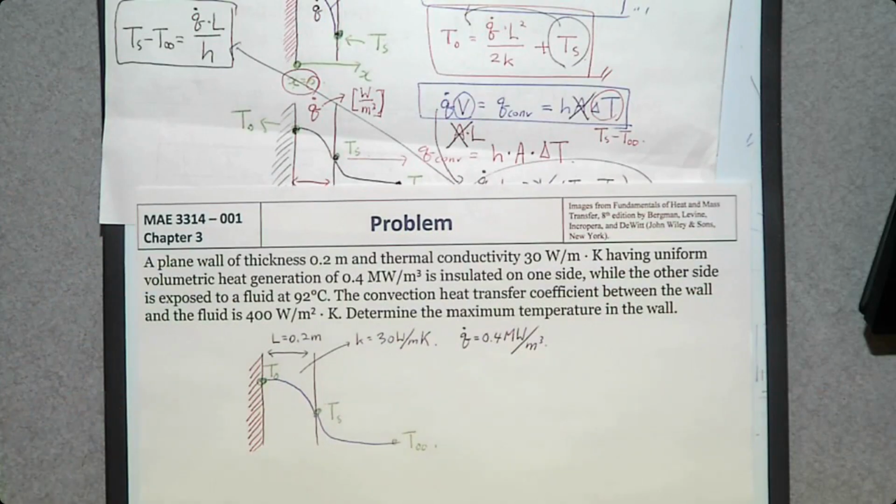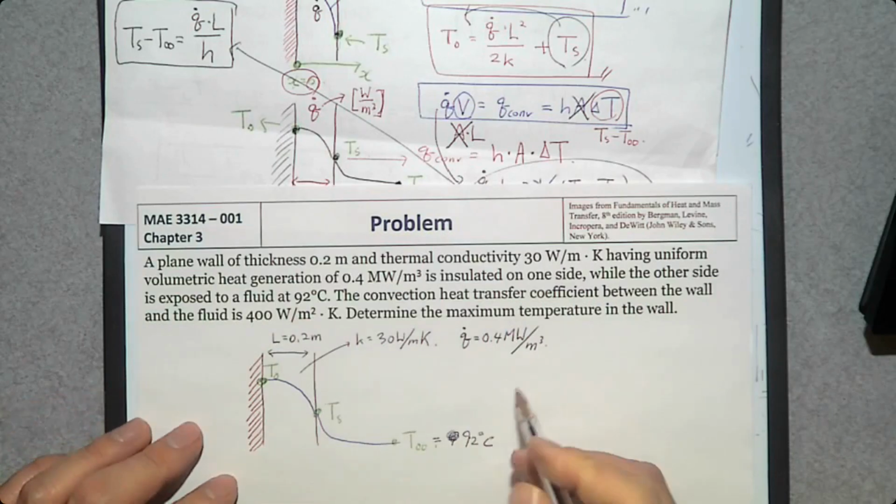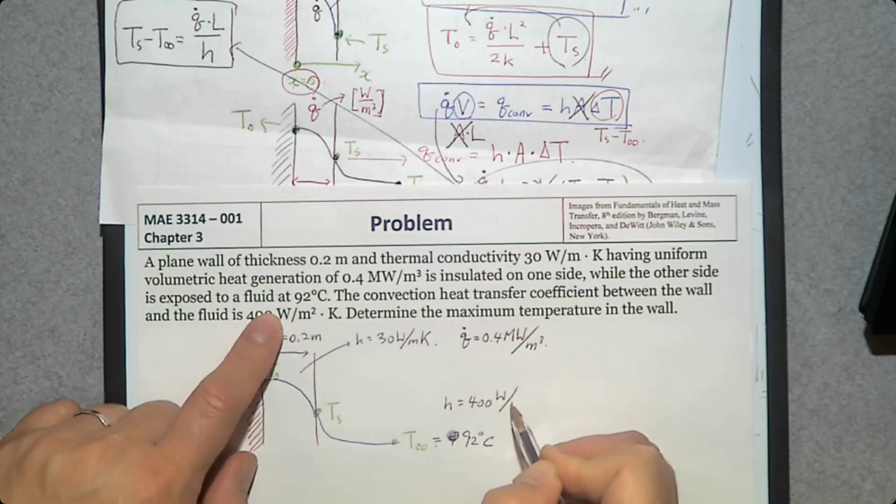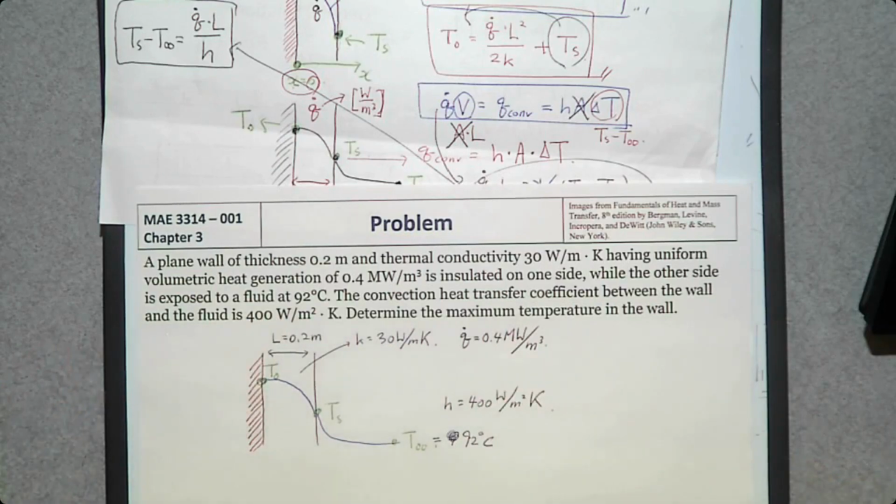And the temperature of the surrounding fluid is going to be 92 degrees Celsius. And the convection heat transfer coefficient, H, is going to be 400 watt per meter square Kelvin. Now, we want to determine the maximum temperature in the wall. According to the temperature distribution in this problem, we know the maximum temperature is going to be at this insulated surface. So we want to determine this T0. How can we do that?